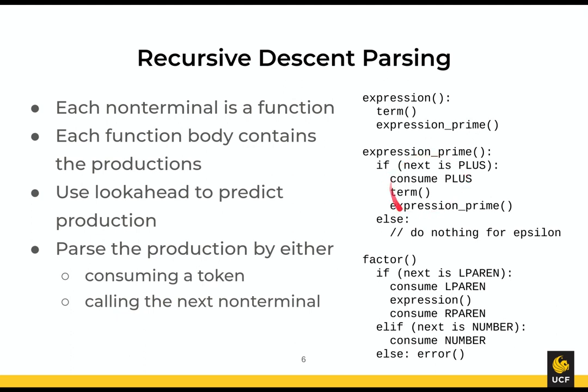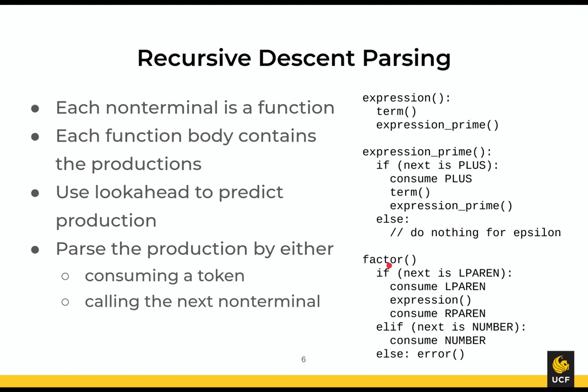For expression prime, because there are many possible productions that expression prime could expand to, we use the look-ahead token, which I just call next here, and say if the next token is a plus, then we consume that token, which just means read it in and move to the next token, and then recursively call a term and recursively call expression prime after it. So it's just a straightforward conversion into pseudocode from the grammar. Otherwise, if we don't see a look-ahead that matches any of our productions, we do nothing.